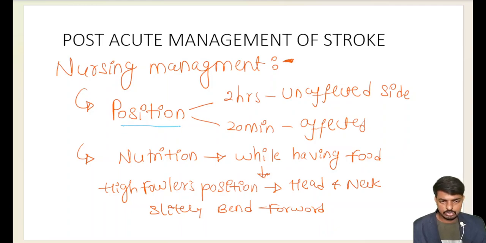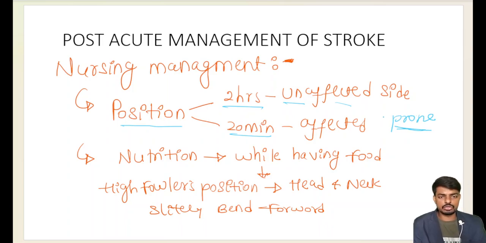We need to change the position of the patient every 2 hours. Okay, and we will keep the patient 2 hours on the unaffected side. If the stroke is on the left side, we will keep the patient on the right side for 2 hours, and on the left, affected side for 20 minutes, and we can give the prone position also, if there is no respiratory difficulty. Okay, 2 hours on the unaffected side and 20 minutes on the affected side.